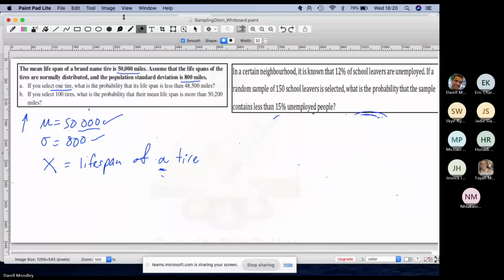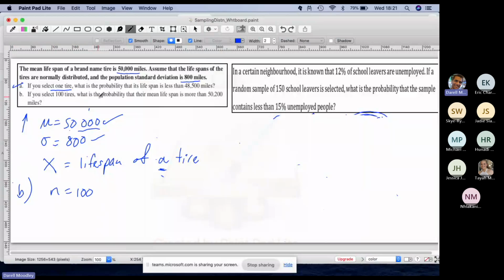All right. Question number B. So we've answered A. Now we move on to question number B. Now, question B says you've selected 100 tires. So now it's not just one tire. You've selected 100 of them. Okay, so your sample size is N, which is 100.